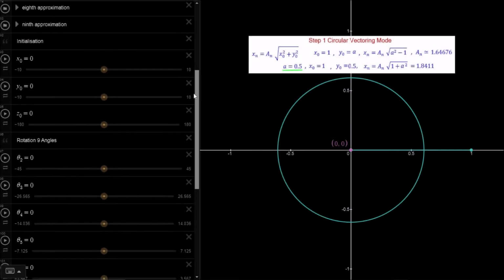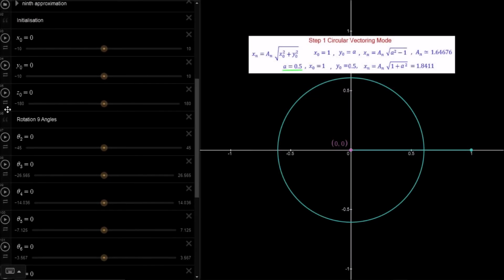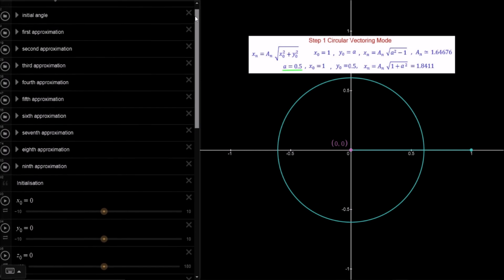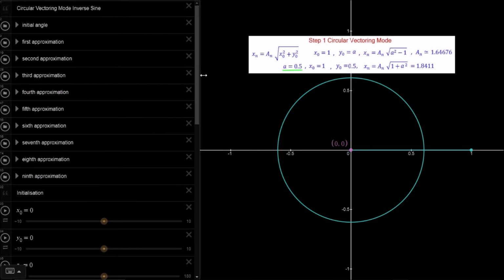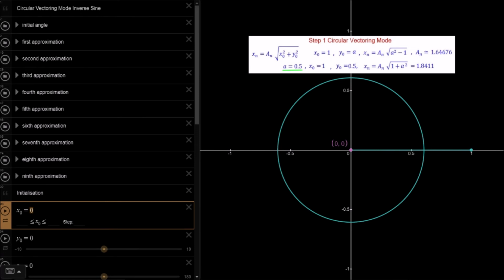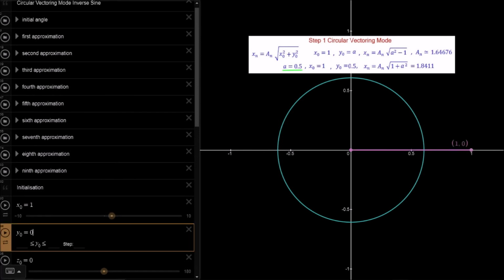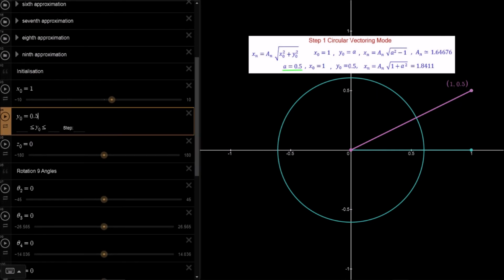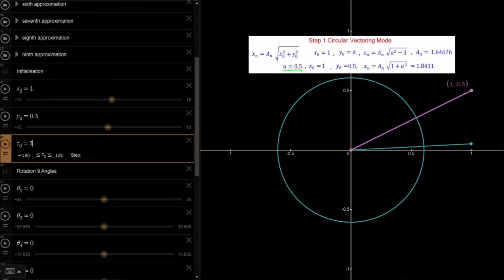So that's me reset the simulation such that all of the angles and all of the initialization values are at 0. Now we're going to use this same simulation file, but we're going to use it in rotation mode. So we're not going to be using this little section here. This was just for the vectoring mode. But we are going to have an input still for x0 as a value of 1, and y0 is going to be a value of 0.5. And we're also going to have an angle z0 for the initialization angle of 30 degrees.